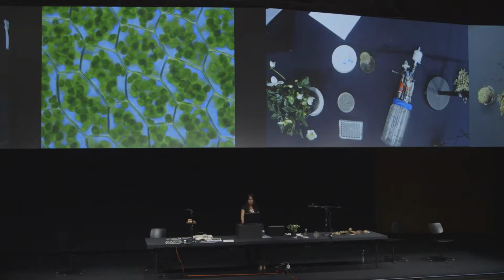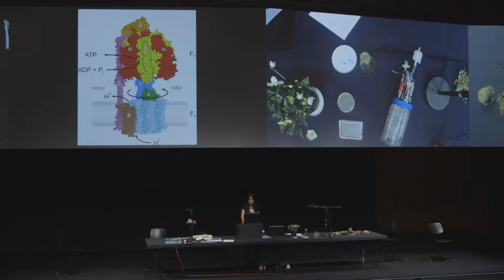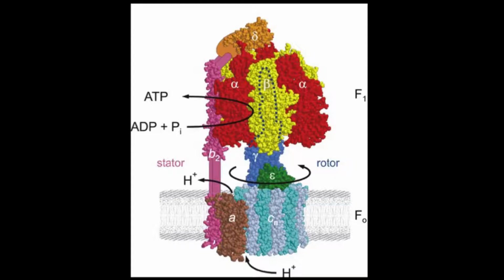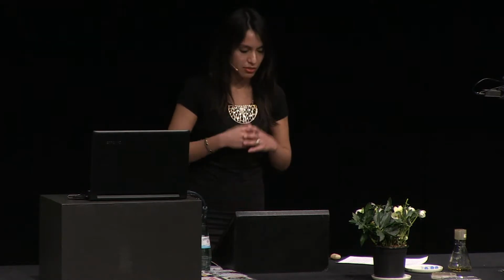When you look inside the cell, you find molecular apparatuses that are quite sophisticated. This is the ATP synthase, which basically converts chemical energy into mechanical energy and then back to chemical energy in the form of ATP that will be used by the cell to perform all kinds of tasks and processes.